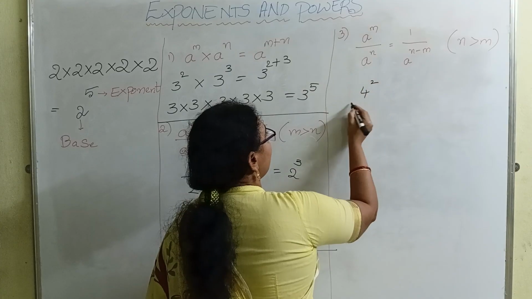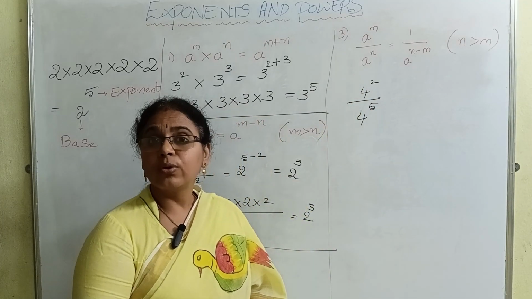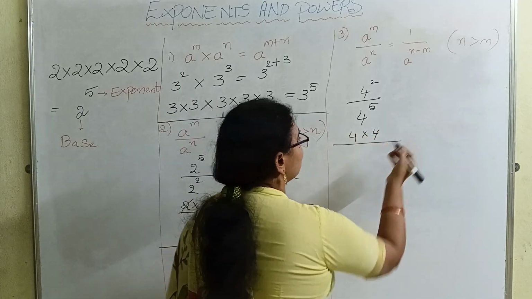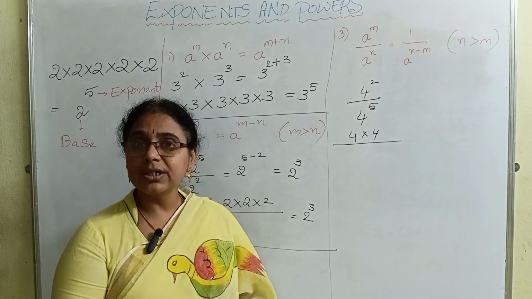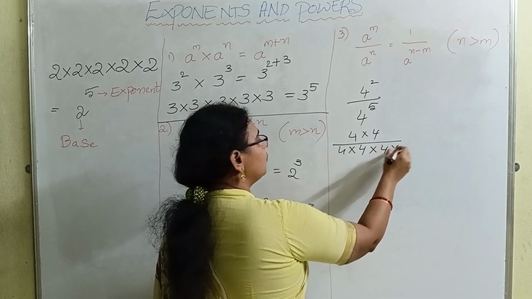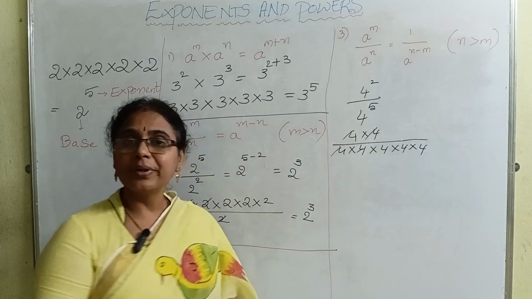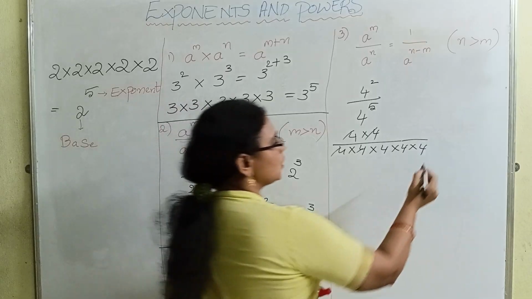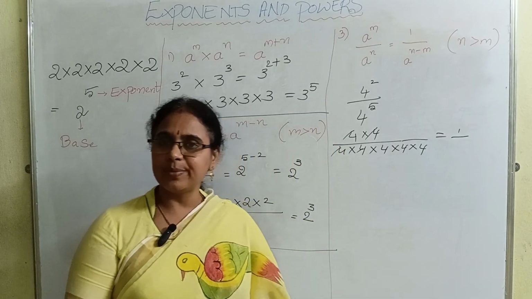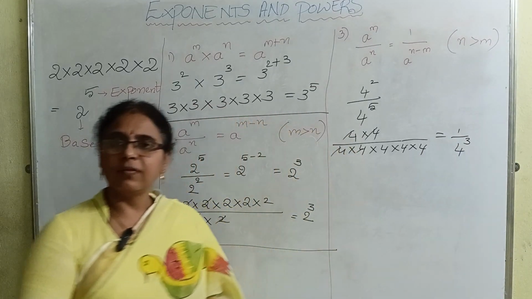4 square by 4 to the power of 5. 4 square, that means you have to write 4 two times. 4 to the power of 5, then you have to write 4 five times: 4 into 4 into 4 into 4 into 4. Cancellations. Then in the numerator nothing is there, that means you have to write 1. Come to the denominator: 4 is repeated 3 times. So 4 power 3.